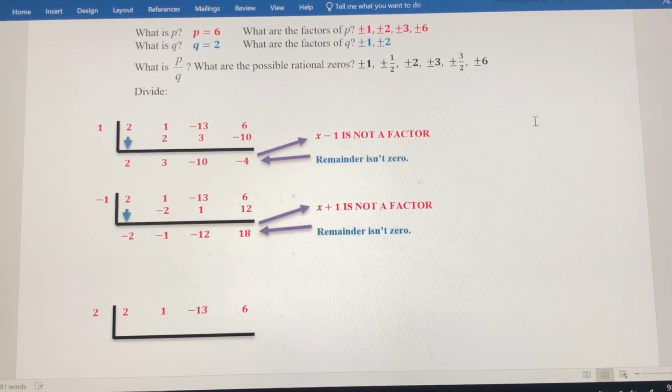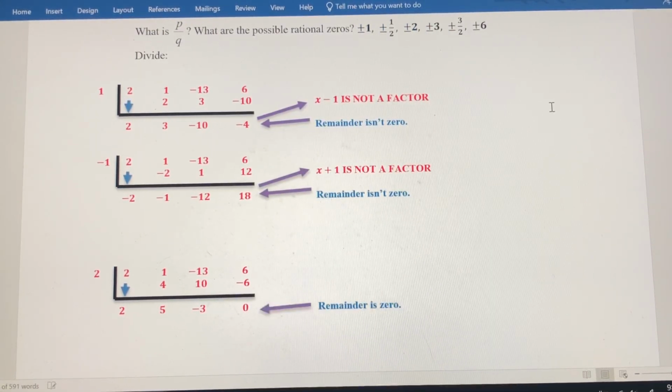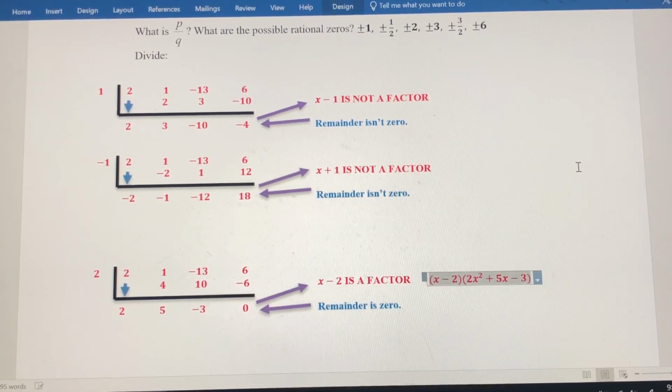So let's test positive 2. Let's go through the synthetic division; you know this process by now. And we get a 0 for the remainder. What that tells us is that x minus 2 is a factor. We've got one of our factors, x minus 2, and we're going to use these values to create our quadratic, because we're dividing a cubic by a linear. So we've got x minus 2, and then 2x squared plus 5x minus 3.